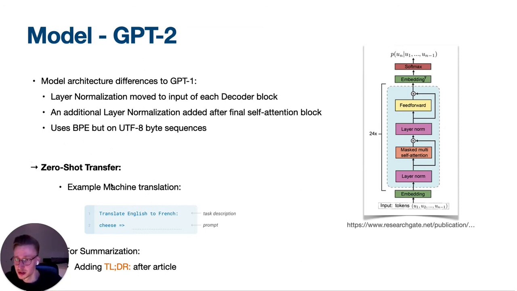And GPT-2 was already evaluated in the zero-shot transfer setting. Not in the few-shot transfer setting, as we will see in GPT-3 or already saw, but in the zero-shot one, where, for example, for machine translation, you put as an input into the model that it has to translate English to French, and then the prompt it has to translate cheese. Or for summarization, you put the article as an input, and then you put too long didn't read, and it has to summarize the article. And it was already performing okay on those zero-shot tasks.